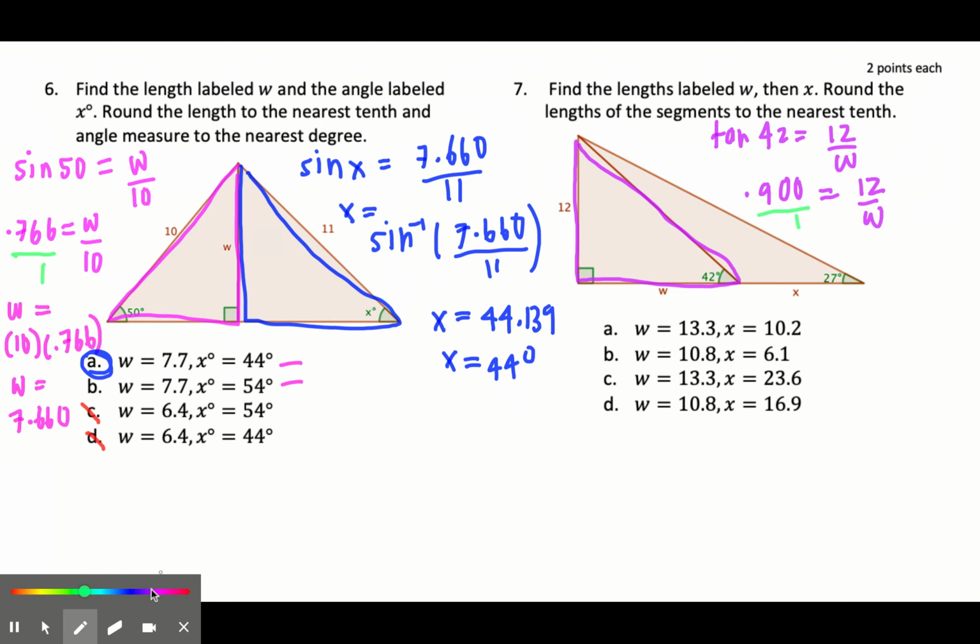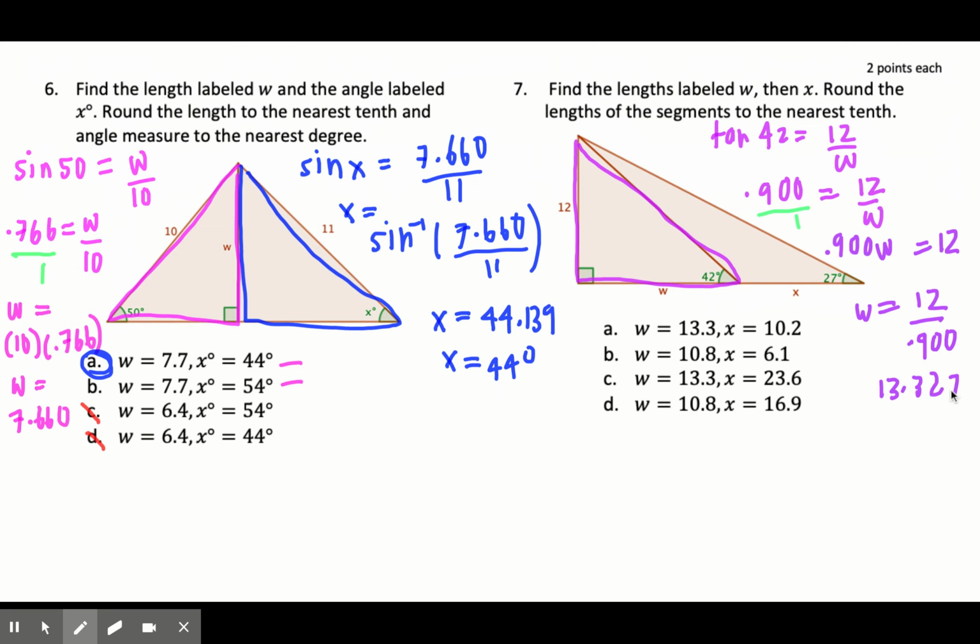Okay, and then now you cross multiply. So then that's 0.9 W equals 12. So W equals 12 over 0.9. So 12 divided by your answer, and you get 13.327, which rounds to 13.3. So you know it's one of those two and not those. And then now you want to focus on the other triangle. So this triangle.